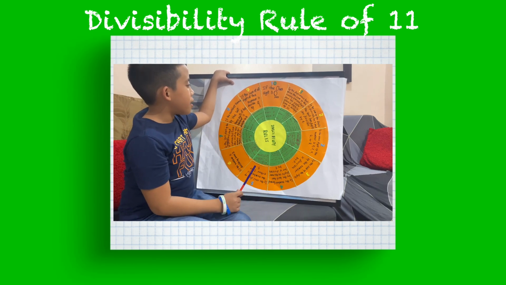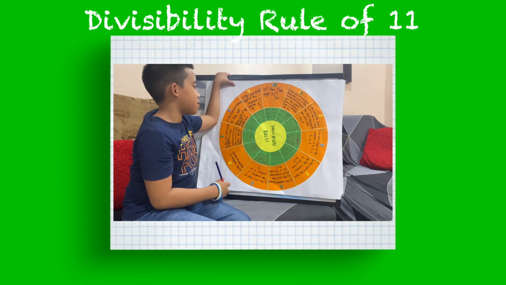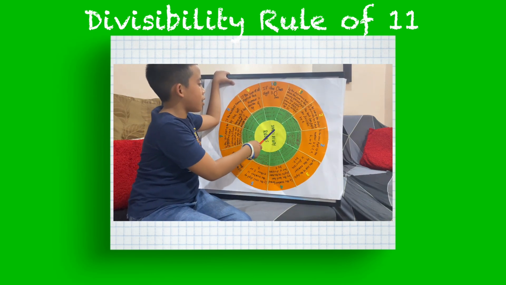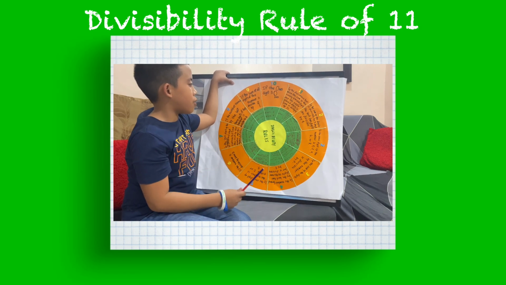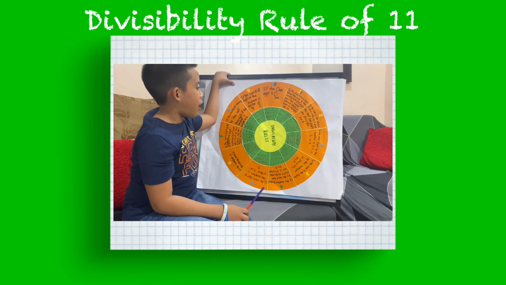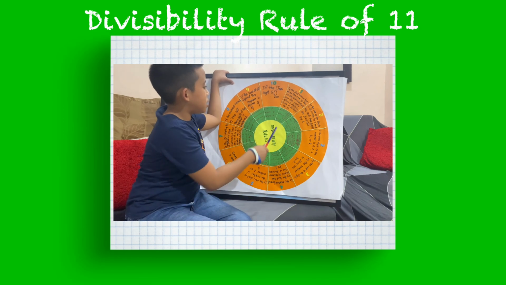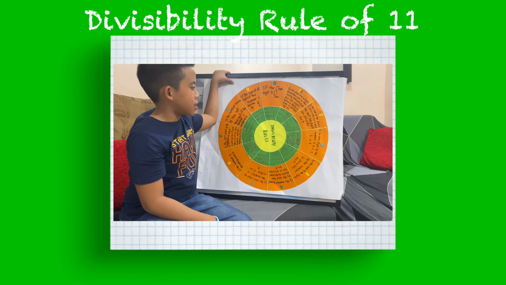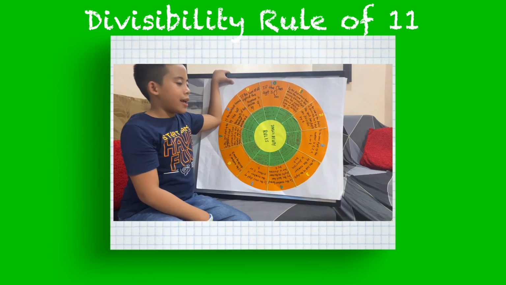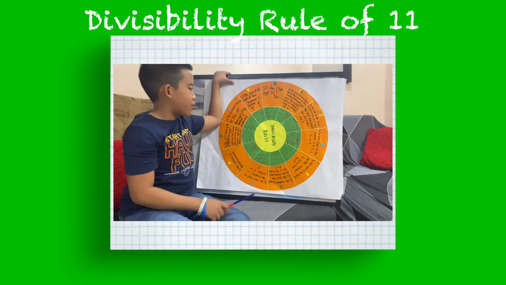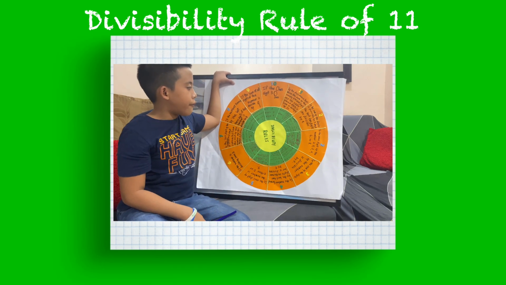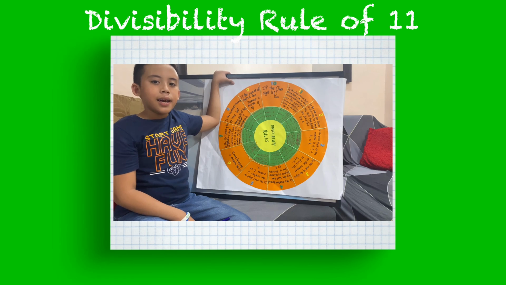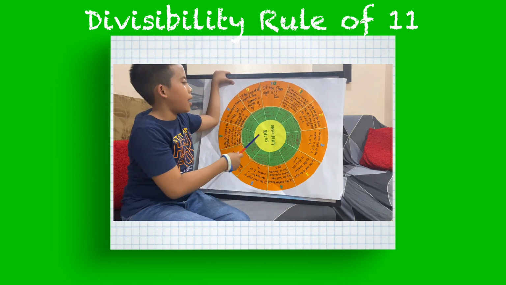86,416. Let's take the even place values. The even place values are 6 and 1. 6 plus 1 equals 7. And the odd values are 8, 4, and 6. 8 plus 4 plus 6 equals 18, and 18 minus 7 equals 11. Therefore, 86,416 is divisible by 11.